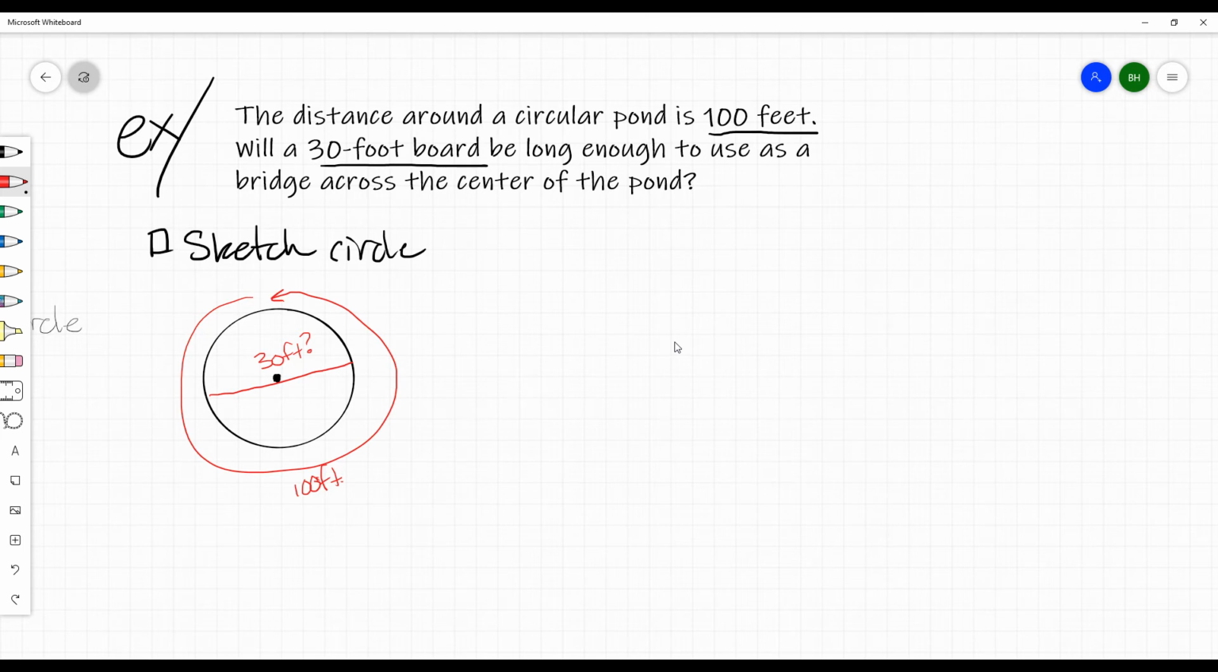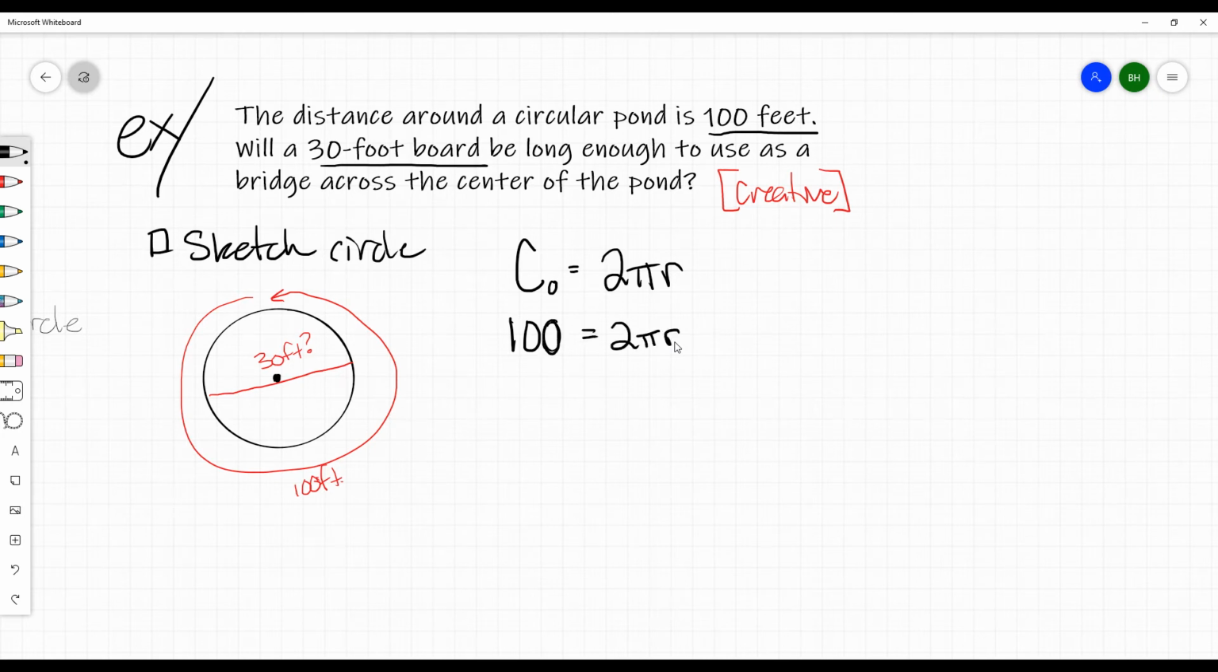So this is a more in-depth question. This is going to be what I consider a creative question, because it requires us to do a couple things. First and foremost, if we're looking at the distance around the pond, we are talking about the circumference. I put the little O here to represent a circle. Circumference of the circle is going to be 2 pi r. And we already said that that circumference was going to be 100 feet. And what we want to know is whether or not 30 feet is actually long enough.